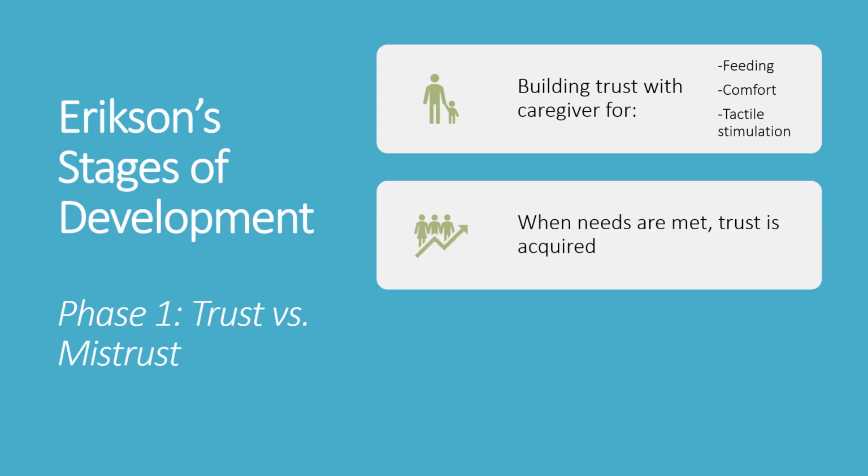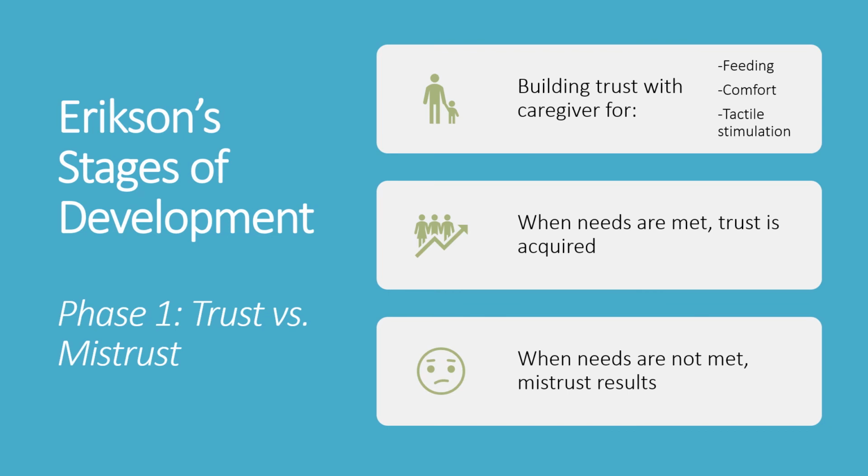When these needs are met, the infant knows that they can trust their surroundings and they can trust the caregiver, the parent, the adult in their life. However, when these needs are not met, the infant will develop mistrust. So if the infant is frustrated, if there is too much delayed gratification, that's when mistrust can happen.